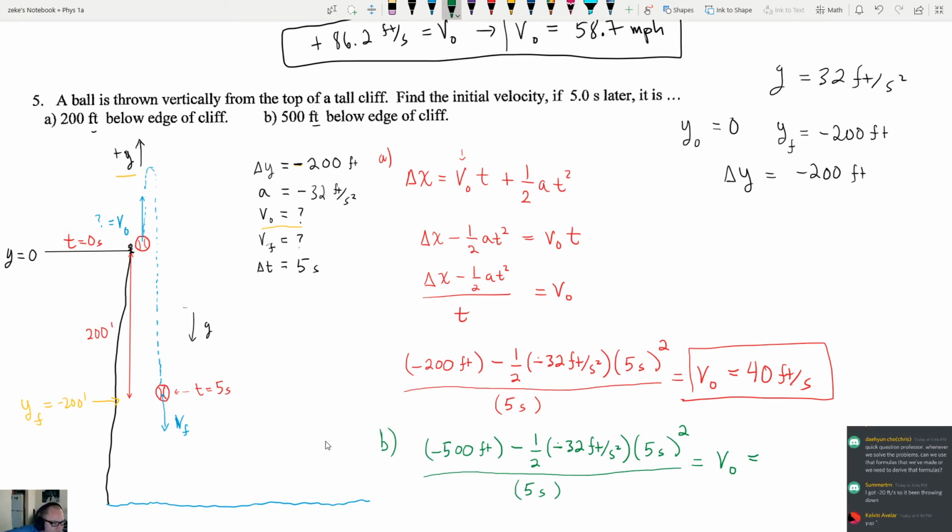Quick question: whenever we solve the problems, can we use the formulas that we've made, or do we need to derive the formula? No, you can just use the formulas. You don't need to derive them. Summer says you got negative 20 for part B.